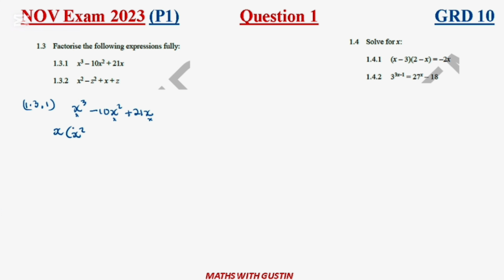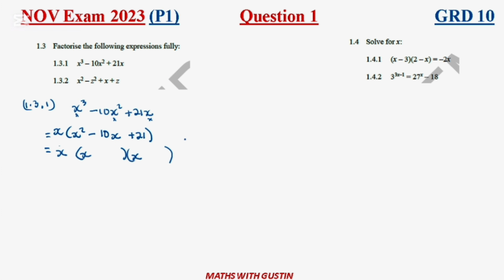So if you remove x here, you are left with x squared, minus here at 10x squared, if you remove x, you're going to be left with 10x. Here at 21x, if you remove x, you're only going to be left with 21 on its own. Right, so therefore with that, you can come here and say x, then you need to solve this trinomial here. We're going to do double bracket x and then x.